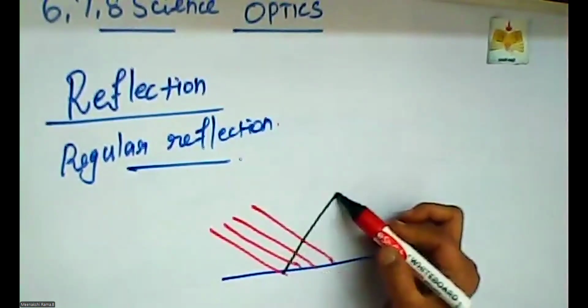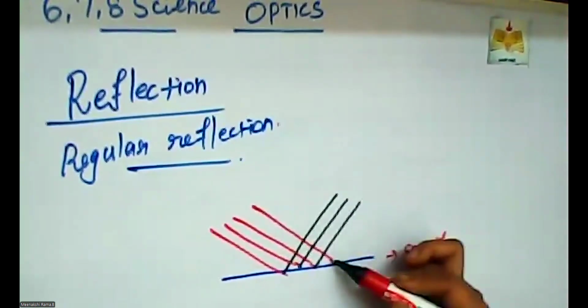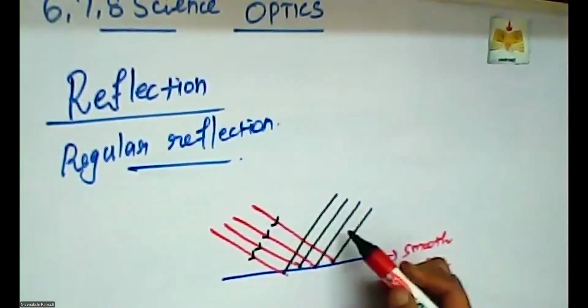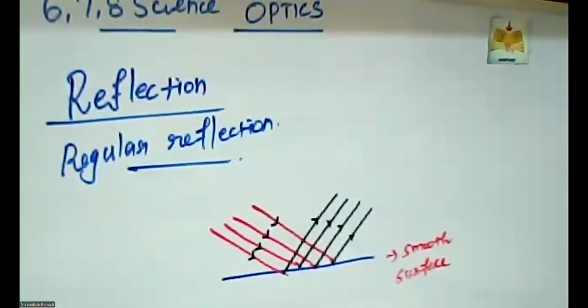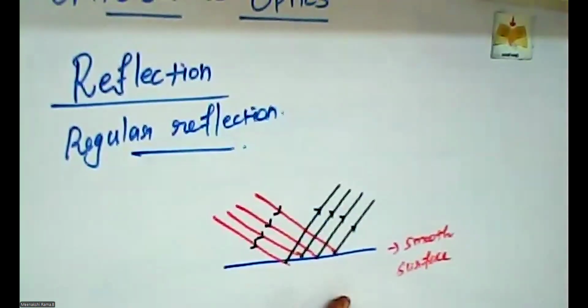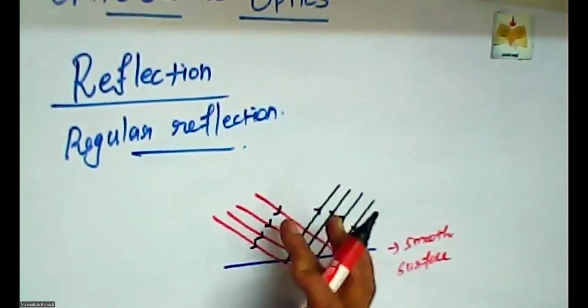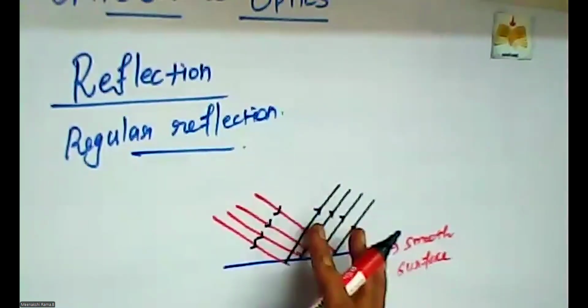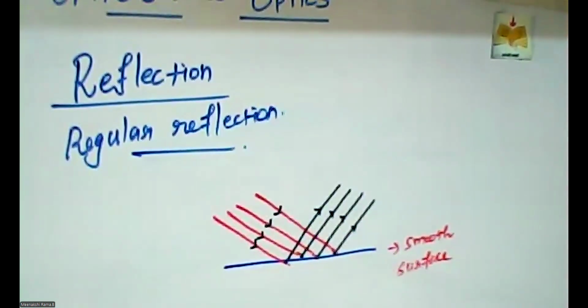In this manner. So this is the incident ray. The red colors are incident rays. Black colors are reflected rays. Yes, it looks very nice. So in this manner, regular reflection occurs. After reflection, the reflected rays will be parallel to each other. Is it parallel or not? Yes, each and every ray is parallel. So the incident rays and the reflected rays both are parallel.